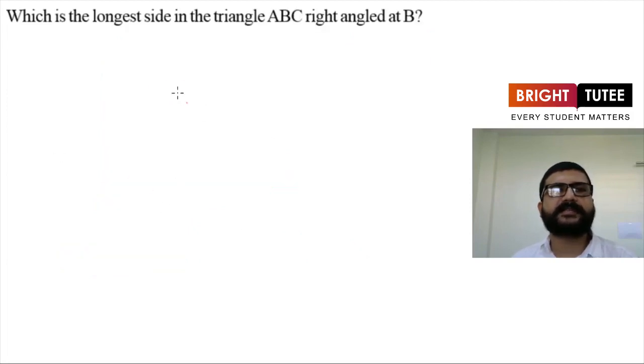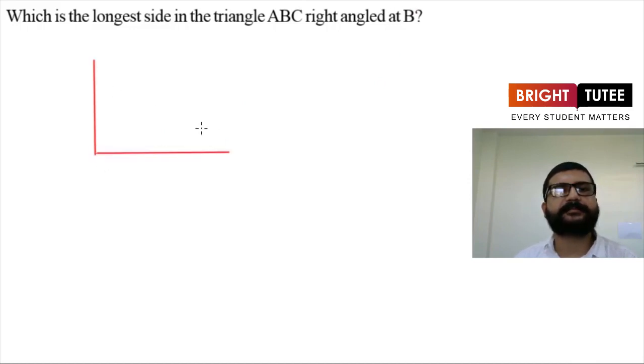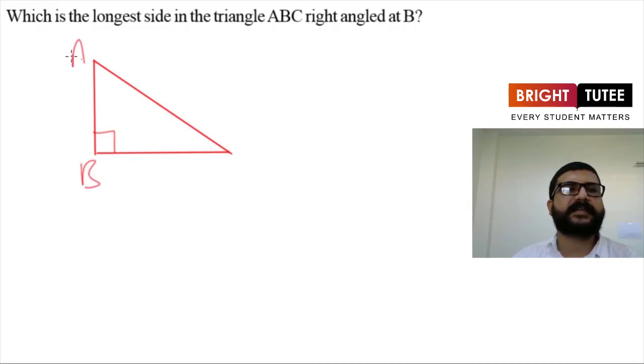The question here is, which is the longest side in the triangle ABC right angled at B? So here we can see that it is right angled at B. So the side opposite to angle B will be AC. We can check by drawing a figure also. Let's say here is a triangle. Now it is right angled at B, and this angle is right angle. So vertex B will be here. Let's take this as A and this as C.